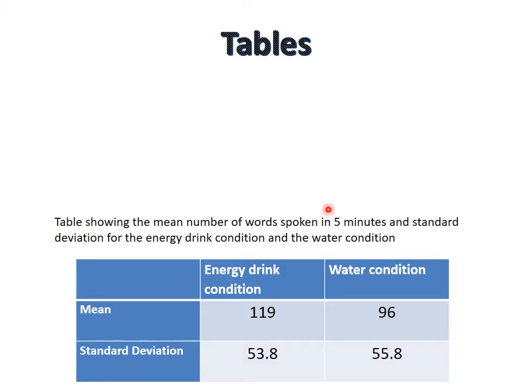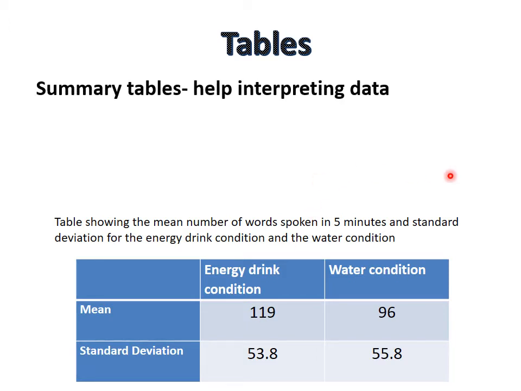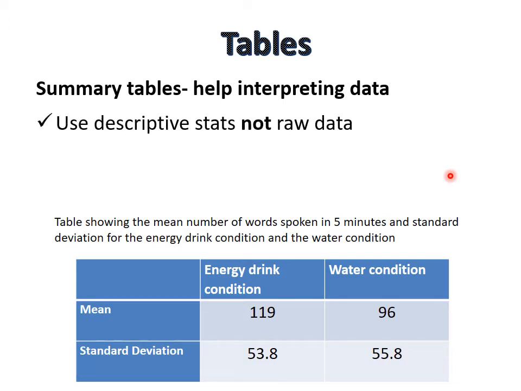This is all about how we show data. As well as graphs, you need to know about summary tables. Summary tables are very useful to help us interpret data. If you're asked to draw a summary table in an exam, they will give you the data, and it will be descriptive statistics, like, for example, the mean and the standard deviation. Not raw data. We don't use summary tables for raw data.